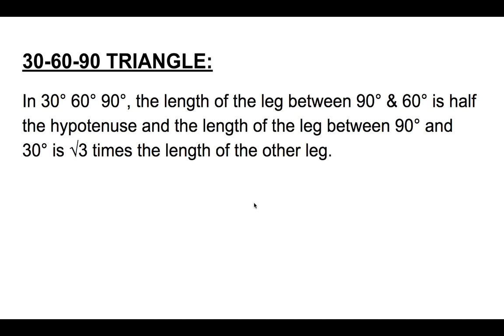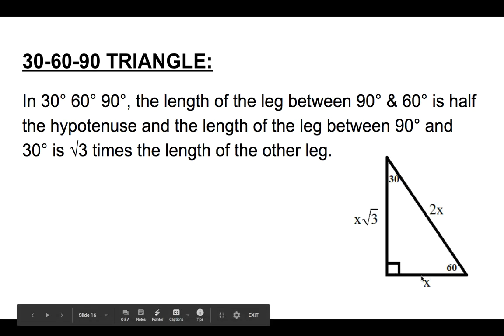The pattern you should have noticed between all of these is when it comes to the 30, 60, 90 triangle, the length of the leg between 60 and 90 is half the hypotenuse, and the length of the leg between 90 and 30 is always square root 3 times the length of the other leg. So drawn out, notice, between 90 and 60, that's our x value. And then from there, the other two parts are just proportional to that x value. So if you take that value, multiply it by 2, you get the hypotenuse. If you multiply it by the square root of 3, you get the height.